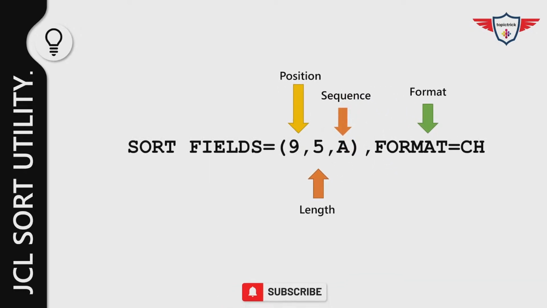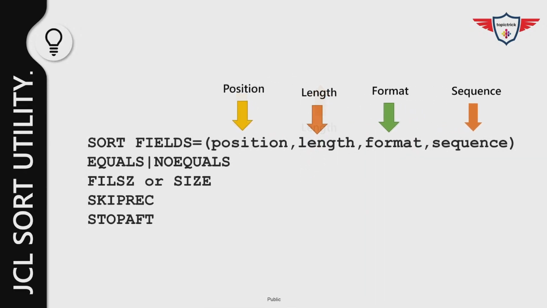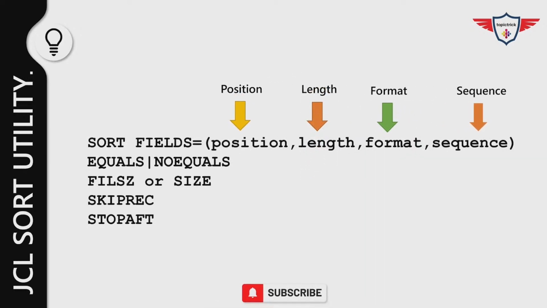Now let me showcase a different way of writing the same sort card. In this case, I've used SORT FIELDS followed by an equal sign, and after that I've specified the position, the length of the field, and the sequence, the order in which I want to sort the file. And after that, instead of providing the format before the sequence, I've included the format separately. So I've used the FORMAT keyword, and after that I've specified CH. And similarly, you can use logical operators to include more than one field in your selection criteria or in your exclusion criteria.